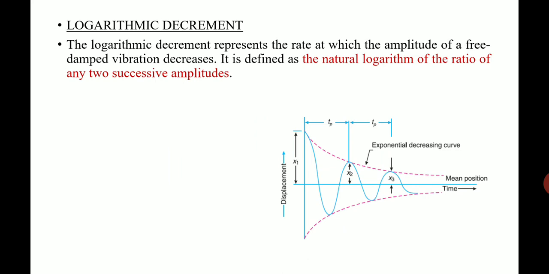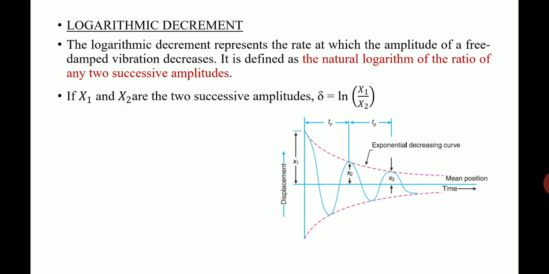like that and diminishes. So logarithmic decrement gives an idea about the amplitudes of successive vibrations. It is defined as the natural logarithm of the ratio of any two successive amplitudes. If there are two successive amplitudes, you take the ratio and the natural logarithm, and you get the logarithmic decrement. In the figure there are two amplitudes x1 and x2. These are two successive amplitudes. So logarithmic decrement can be defined as ln x1 by x2, where x1 is the amplitude of the first wave and x2 is the amplitude of the successive wave.